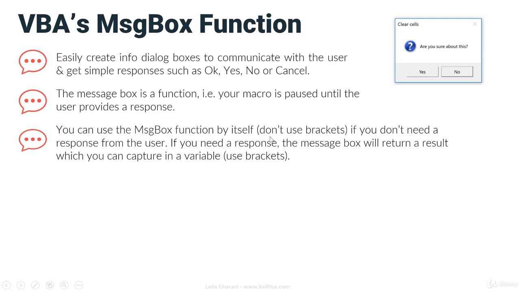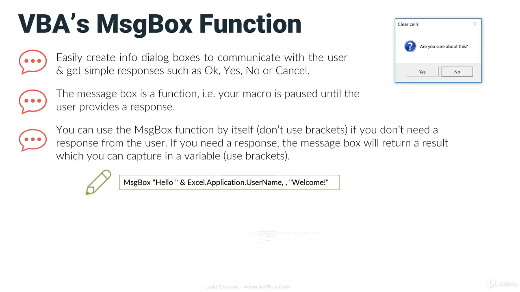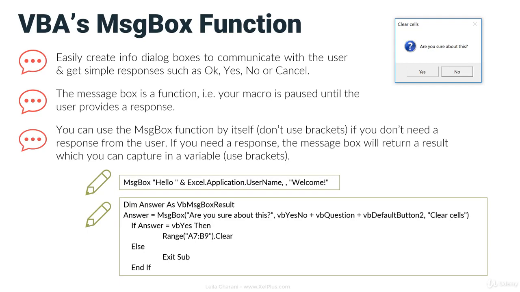So if you're just informing the user about something, you don't need to capture the response in a variable, right? So you don't need brackets because you don't have an equal sign. But the moment you have the equal sign, because you're assigning the answer to a variable, you have to use this function by using brackets. I've provided 2 examples here, but we're going to go to our Excel workbook and practice them together.